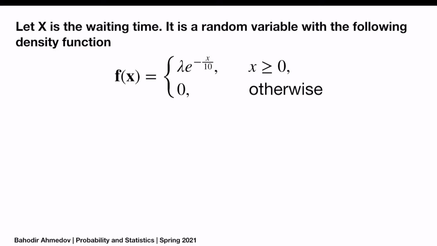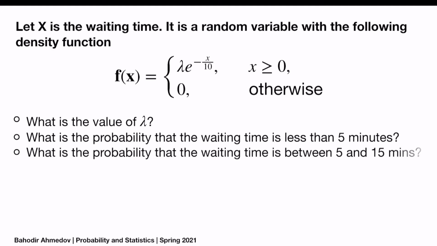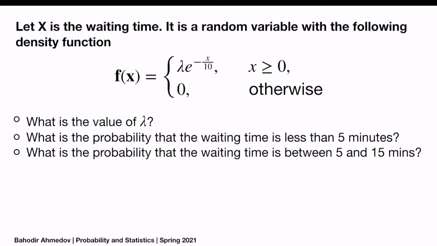So if the waiting time has the following density function, what is the value of lambda so that it is going to be a proper density function? What is the probability that the waiting time is less than 5 minutes? And what is the probability that the waiting time is between 5 and 15 minutes? Okay? Do you remember how we can find lambda?